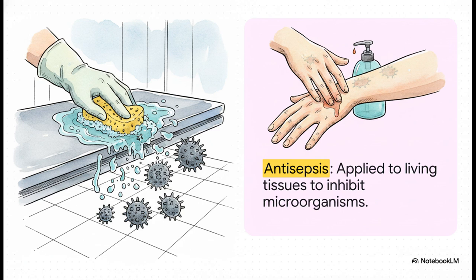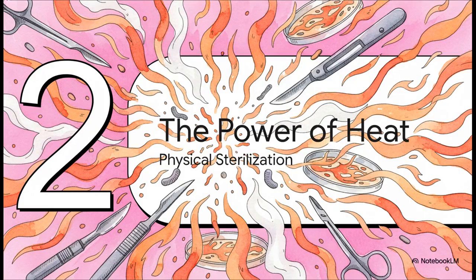Antisepsis, on the other hand, involves chemical agents like povidone iodine or alcohol rubs. That's what we safely apply to living tissue, like your skin before surgery, to inhibit microorganisms. I mean, you wouldn't sterilize your skin because that would severely damage the tissue, but you absolutely want your surgical tools sterilized.